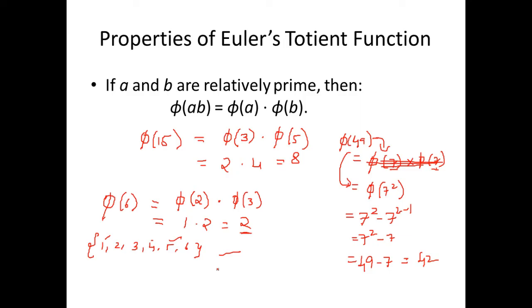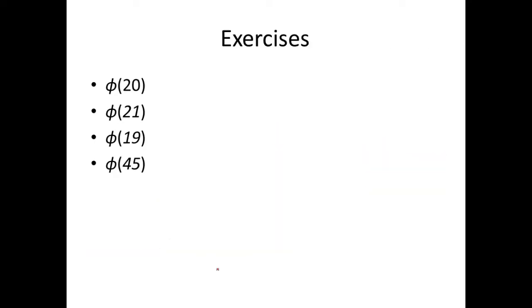So we have understood the properties of Euler's totient function. We'll now take up some exercises. Can you give me the results for all these things? Phi of 20, is 20 a prime number? No. So what we can do is represent 20 like this: phi of 5 into phi of 2 square.